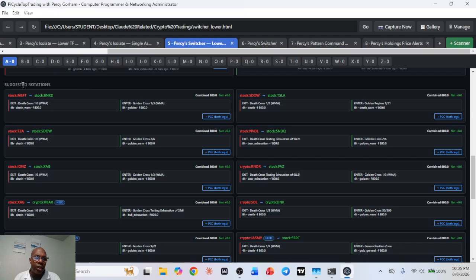Take a look at this. Suggested rotations. We got a death cross of the 1 and the 3 coming up on a 4-hour chart for Microsoft. And with BNKD, we are due for a 1 and the 3 golden cross on the 8-hour chart. Suggested rotation, taking the elevator up.